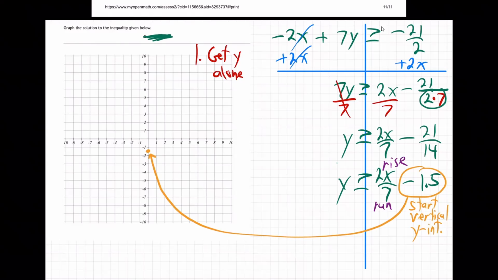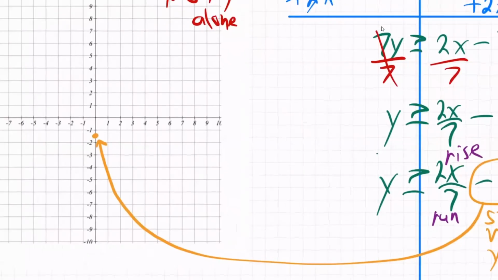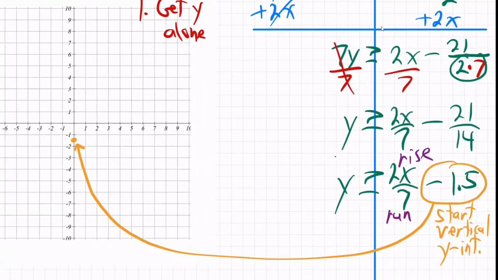So from that point, now it's a little tricky. Here we can see it all. I need to rise and run. I need to rise 2. So how do you rise 2? Well, notice I'm starting in the middle of 2 points, right? So I'm going to jump from middle to middle to middle. That's going to be rising 2. And then I'm going to go over 7. 2, 3, 4, 5, 6, 7.